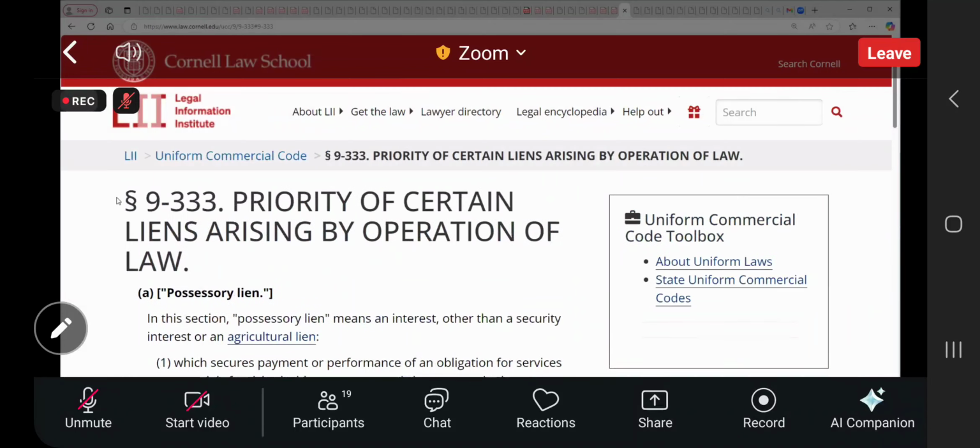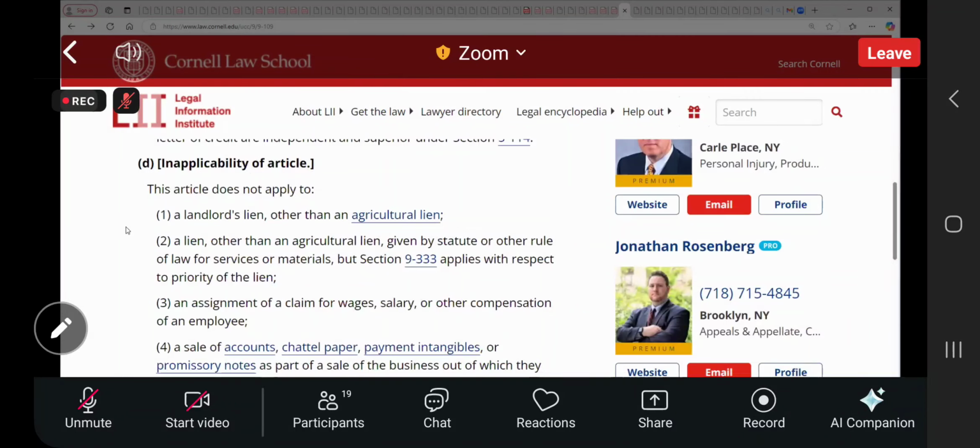All right, we're going to go back out of this and come back, because we're looking at the scope. Remember, all these things do not apply, but Section 9-333 tells you how it applies to the priority of a lien. And 9-333 talks about the possessory lien, but if you had never pressed on 9-333, you would never have known about a possessory lien, because most people talk about the agricultural lien.